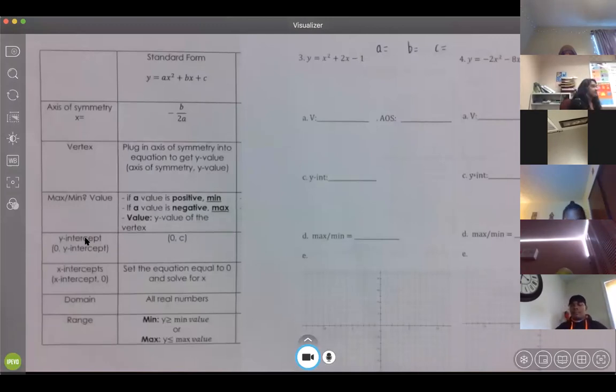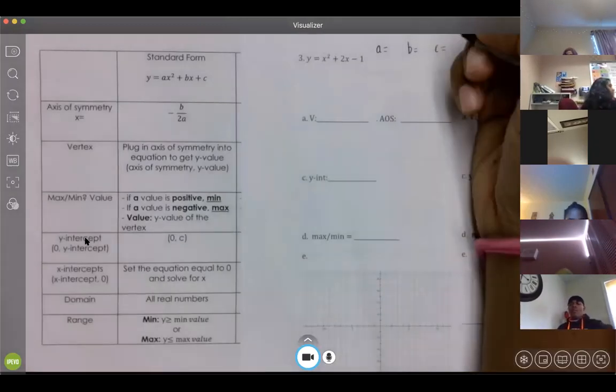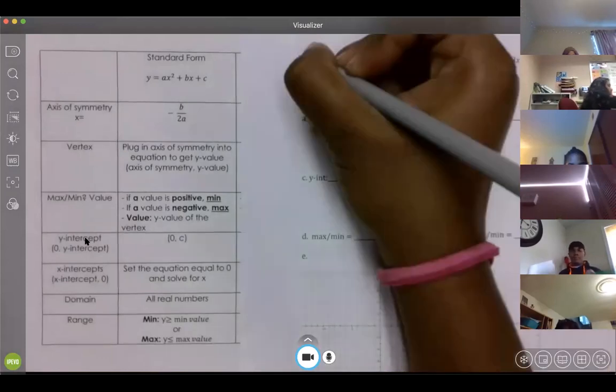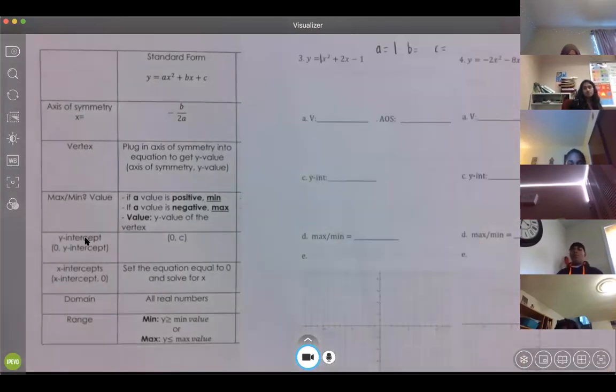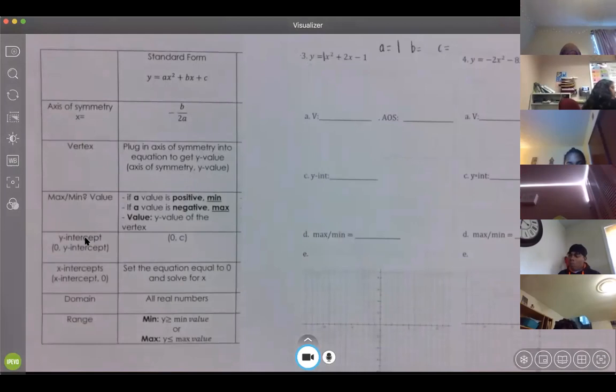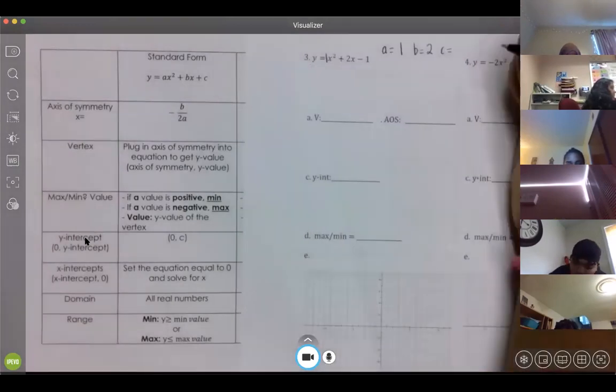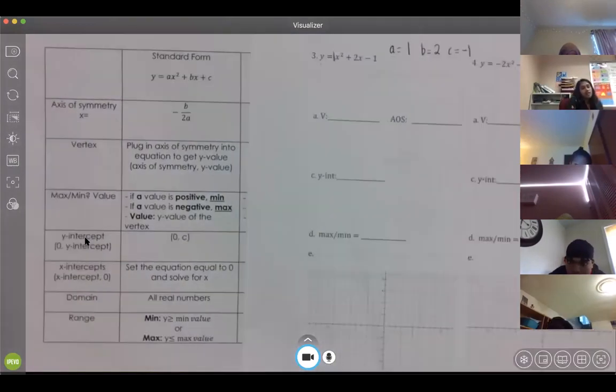Your a is 1. If you don't see a number, you know it's 1. And then your b is 2, and your c is -1. Good. How do I find the axis of symmetry? What do you think, Jonathan?